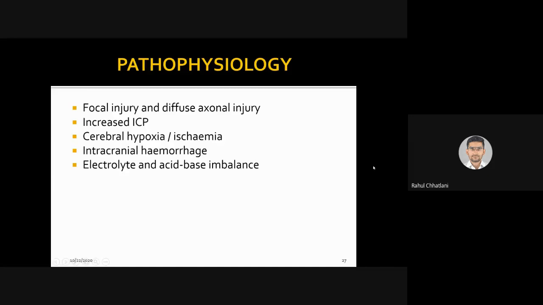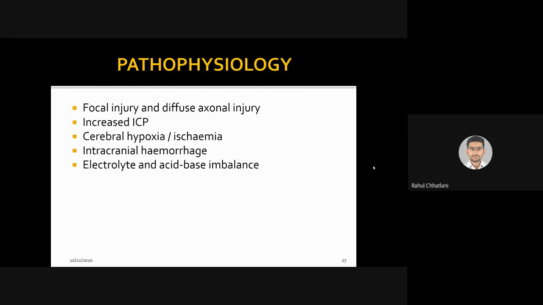Good afternoon all again. So we'll start with pathophysiology. We have seen the definition of traumatic brain injury, injury to the head, and the normal physiology and anatomy. Now moving forward to pathophysiology, in which the first, focal injury, we have already discussed.